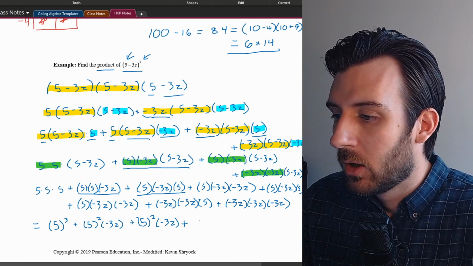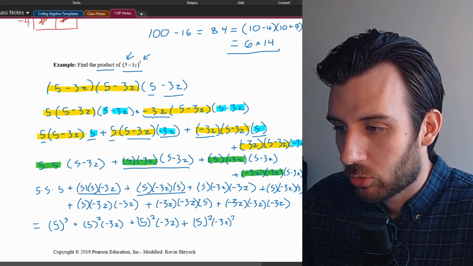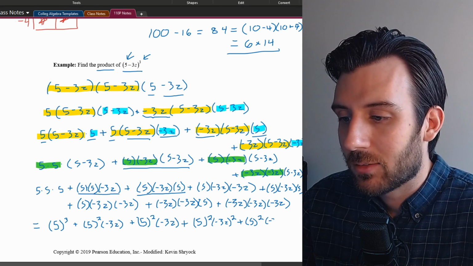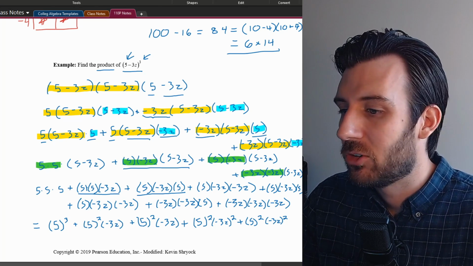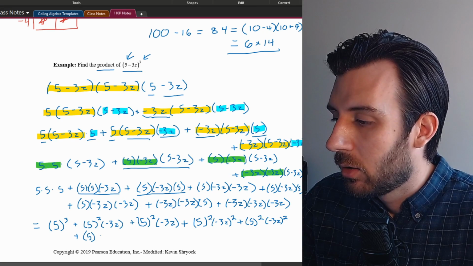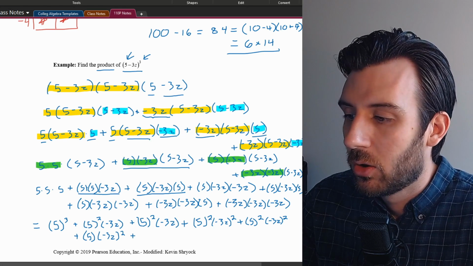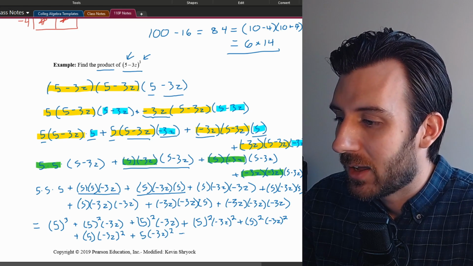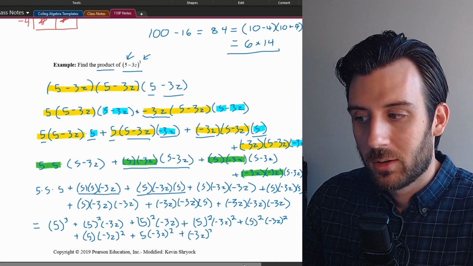Let's do the next one. That'd be 5 squared times negative 3z squared plus 5, another one, squared times negative 3z squared. It's almost like I had some kind of rippling effect where I crossed over as I was doing all of this math. That's kind of interesting. All right, plus 5 times negative 3z squared plus 5 times negative 3z squared. It's happening still. And then the very last one, I have negative 3z and 3 of those. So we'll say to the third power.